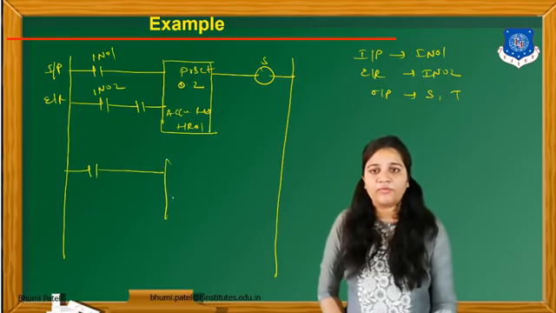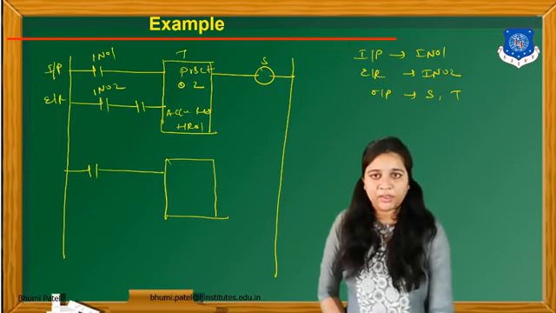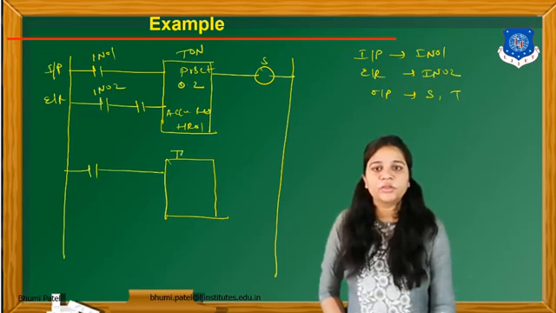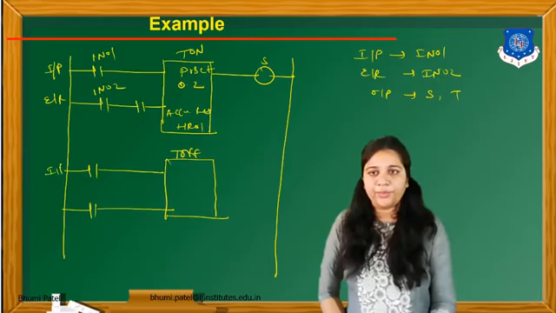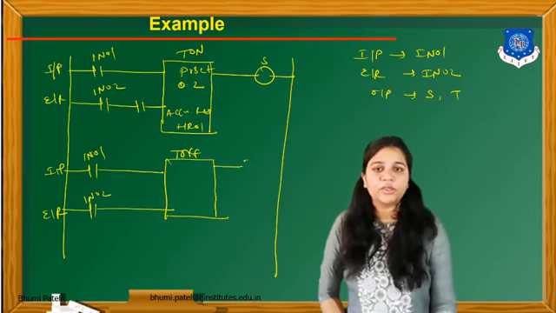Same input applied for the T off timer. This is my T on. This is my T off. Okay. This is my input, enable reset. IN01 input, IN02 enable reset, and T is my output.